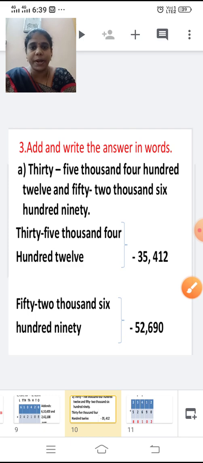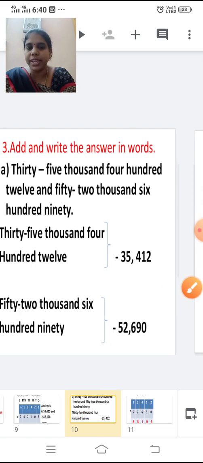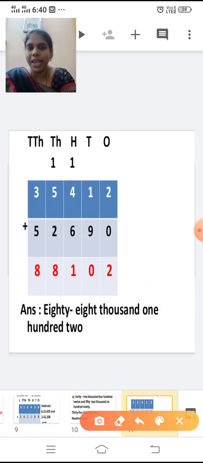Change that into number. So 35,412 and 52,690. I've changed into number. Then I've added this. Add the ones place. Then the tens, hundreds, thousands and 10,000. So the answer is 88,102. That we are going to write in words. So 88,102.